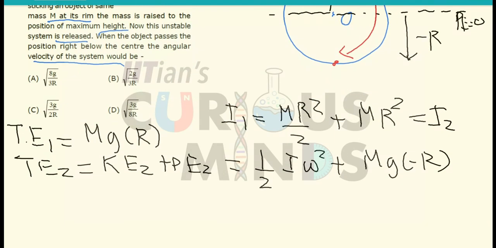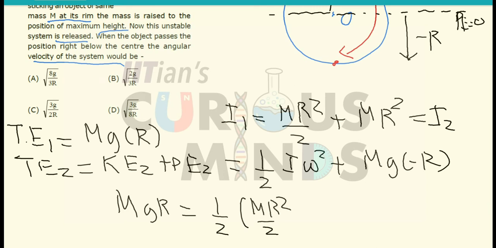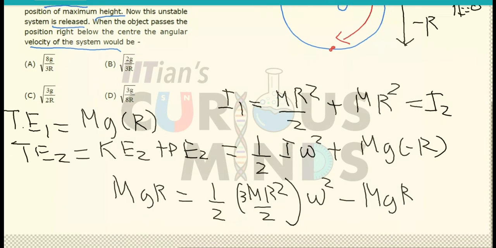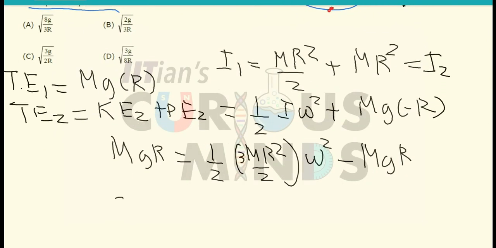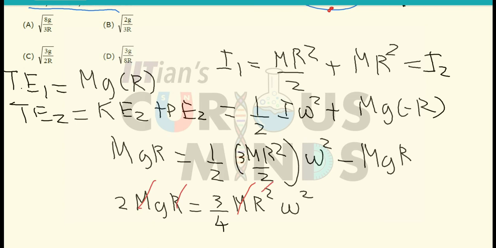Now the total energy at point 1 will be equal to the total energy at point 2, that is, mgr will be equal to half into I, where I is mr square divided by 2 plus mr square, which is 3 by 2 mr square, into omega square, plus minus mgr. So basically, mgr, when it goes on the left hand side, 2 mgr will be equal to 3 by 4 mr square into omega square. So m and m will get cancelled out, r and r will get cancelled out.